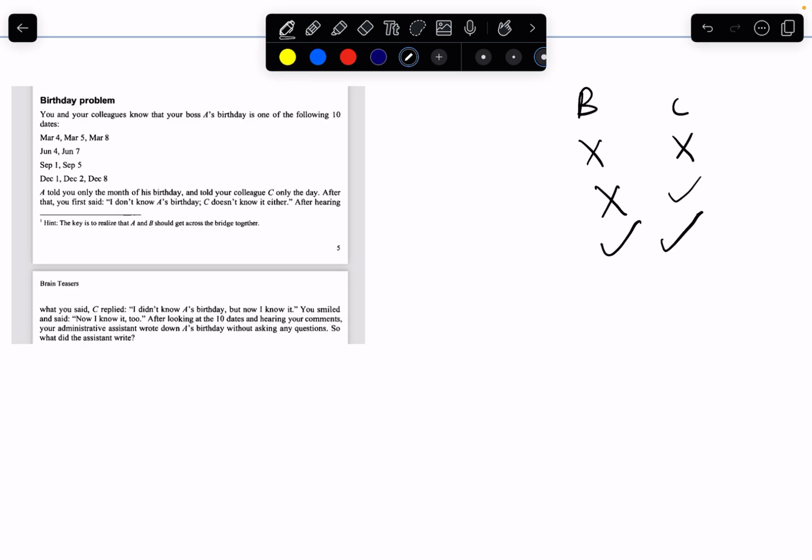So B probably has an idea that C has an idea about the date, and C has an idea that B knows the month. Now, if B is saying, "Well, I don't know his birthday, but C doesn't know it either," then B is very, very sure that his birthday is not on one of the unique dates. And what are the unique dates? Let's write them down. I'm going to make a chart here. The unique dates are 1, 2, 4, 5, 7 and 8.